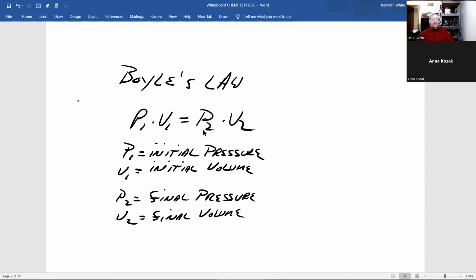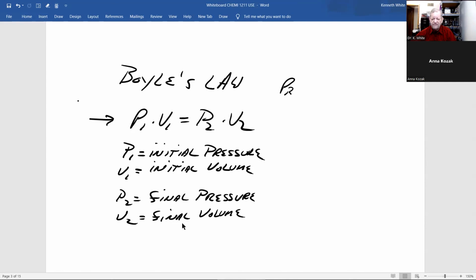So we have Boyle's law, P1 times V1 equals P2 times V2. Now P1 is the initial pressure, V1 is the initial volume, P2 is the final pressure, and V2 is the final volume. For Boyle's law, and it's not true for all laws, the volume and pressure can be in any units. Pressure units, you've already seen.